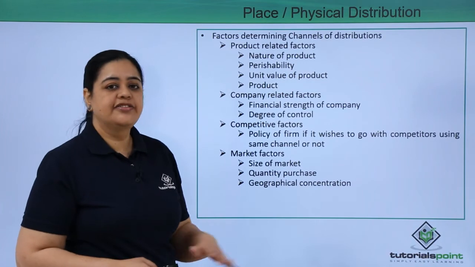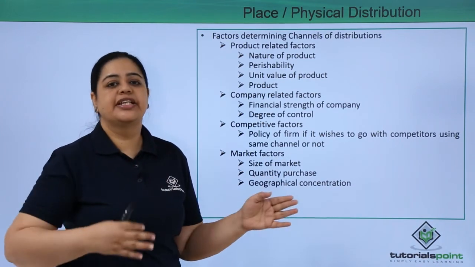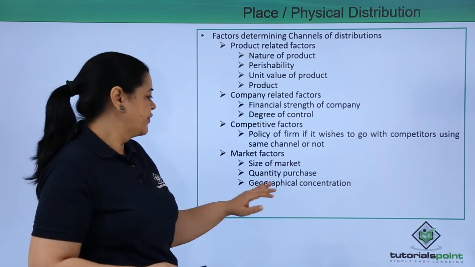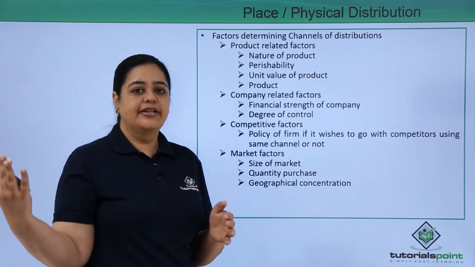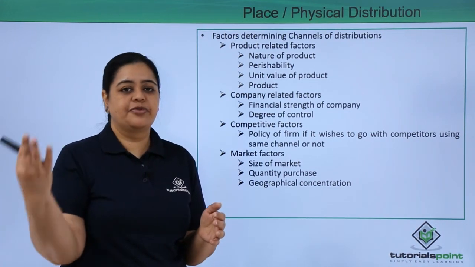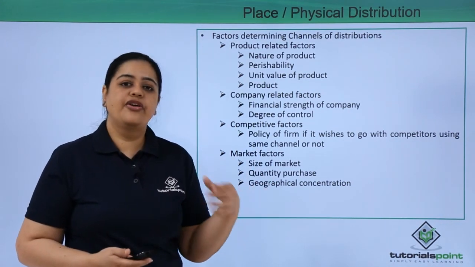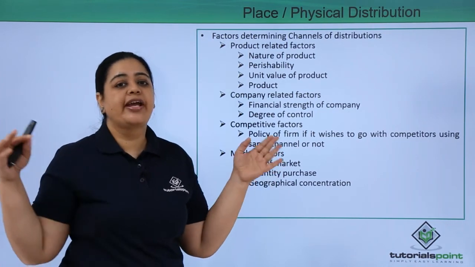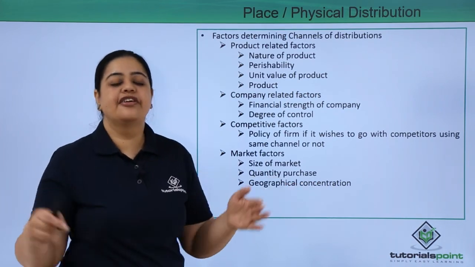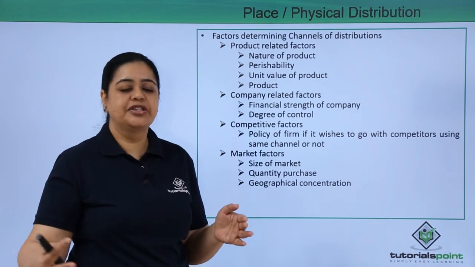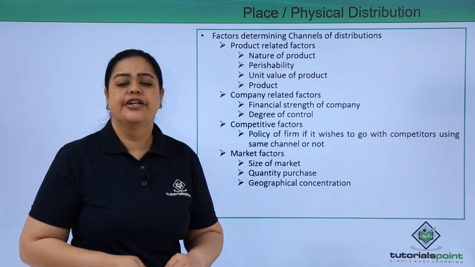What are the market factors? What is the size of the market? If the size of the market is quite huge, then your channel of distribution gets affected. How much is the quantity purchased? If the quantity generally purchased is bulk, then it will affect the channel of distribution. Let's say toothpaste, it is a unit product. You buy only one toothpaste at a time. You don't go and buy 100 toothpastes at a time. So in that scenario, because you need to reach more and more customers, the channel of distribution becomes larger.